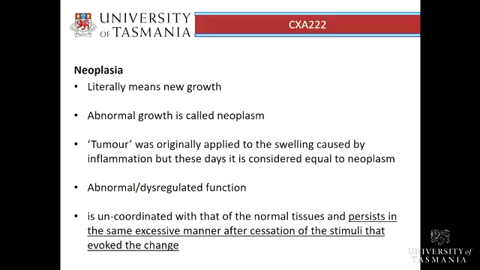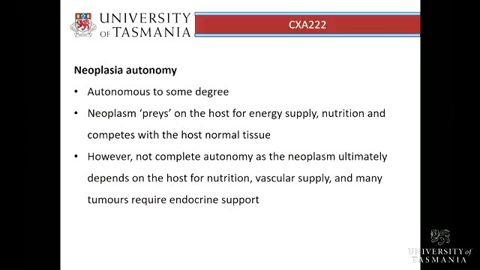So unlike a cellular adaptation, where if you remove the stimulus, the cells will revert to their original state, if you remove the stimulus after a neoplasia has formed, it will continue to grow. So it's lost all regulation from normal cell proliferation cycles, from any form of differentiation, and it's not going to undergo apoptosis because of that. So based on that, we would actually say that they are autonomous, and this is true in some ways.